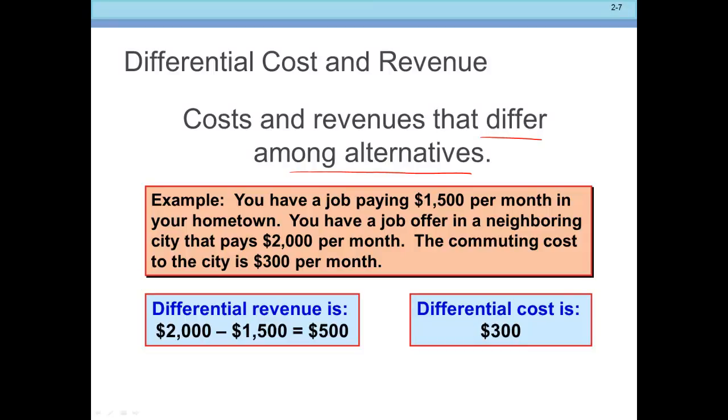To decide if we take the job or not, we would consider these differential revenues and costs among other factors, such as the type of job, if we like the people at both places, or if either job advanced our career. Don't forget the paid vacation days. And, of course, the paid vacation days.